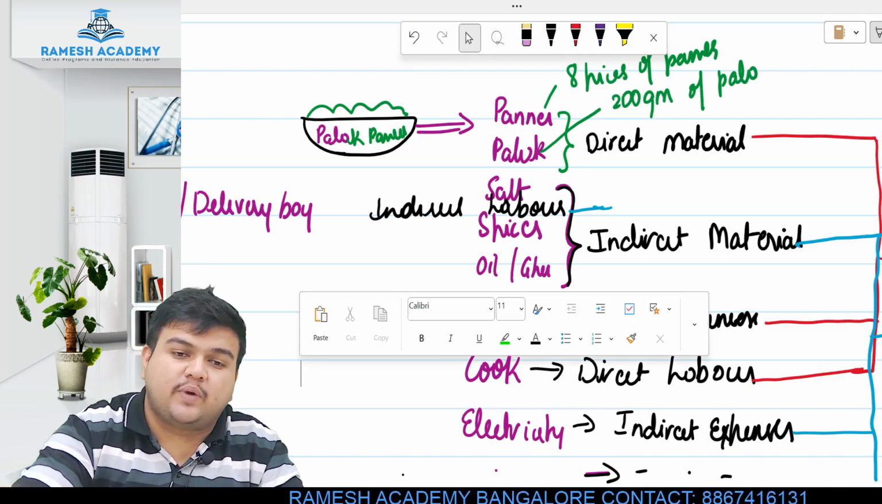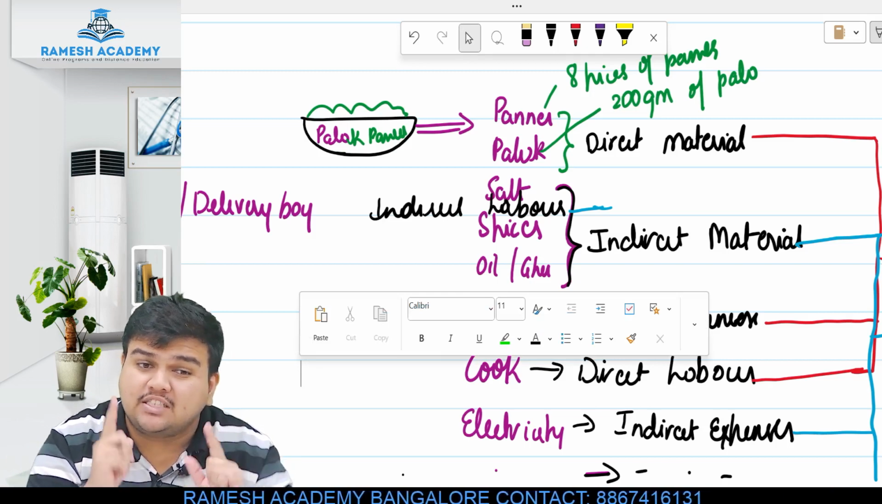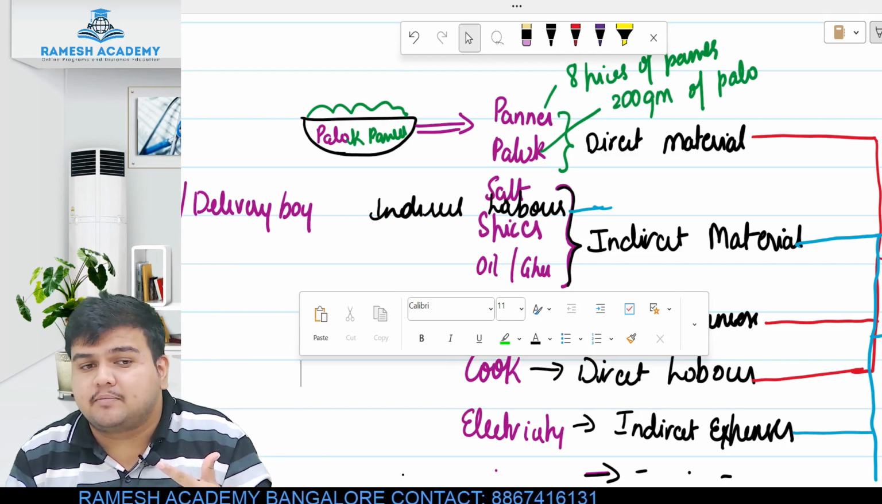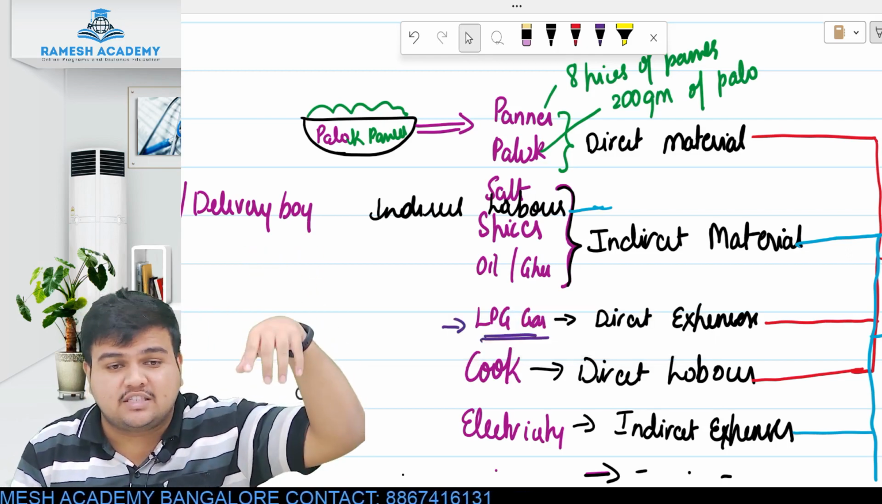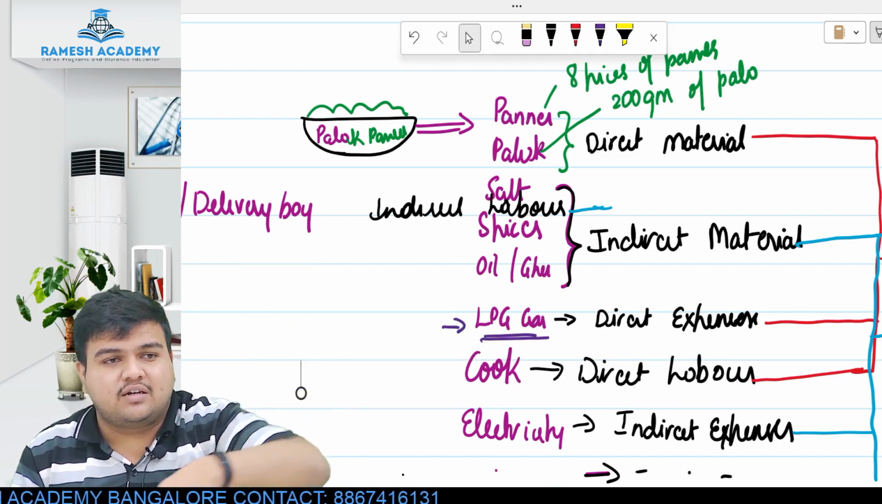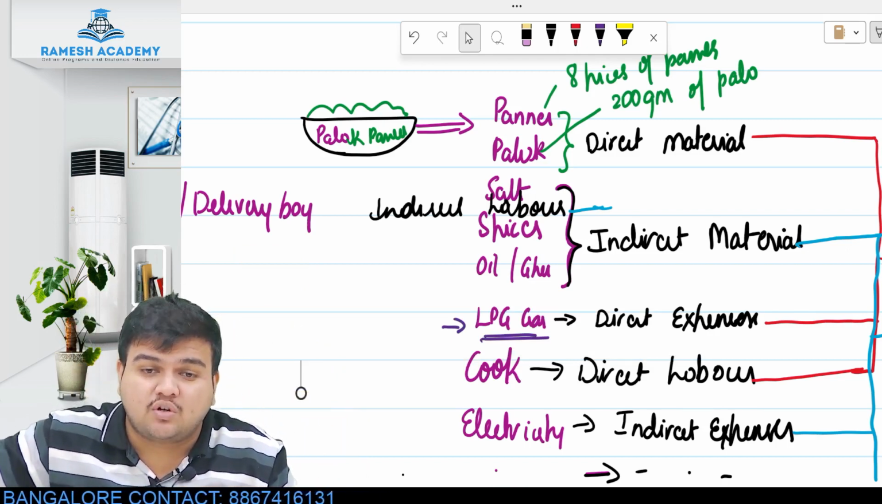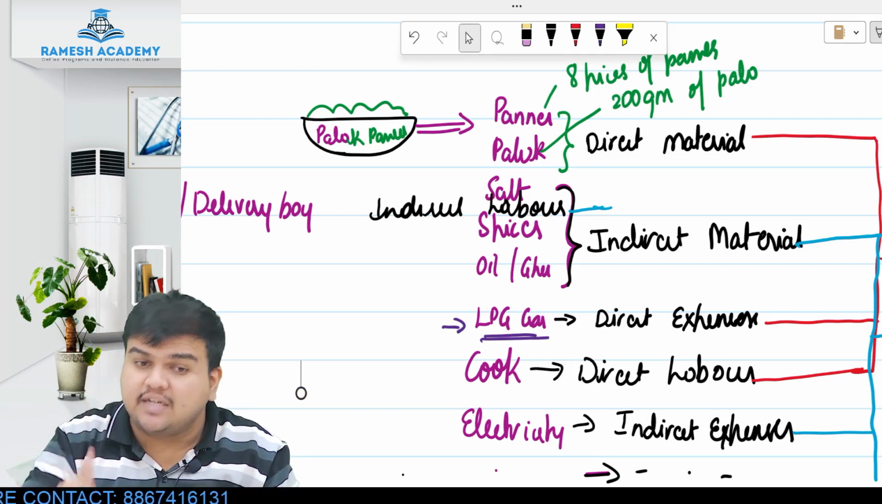But the waiter or delivery boy who brings it is not responsible for making the palak paneer, but he is responsible for delivering the palak paneer to you. So it is indirect labor. The electricity used for the light in the kitchen, for the fridge to store the vegetables, these are indirect expenses. It is not directly contributing to making the palak paneer, but it is needed, indirectly.